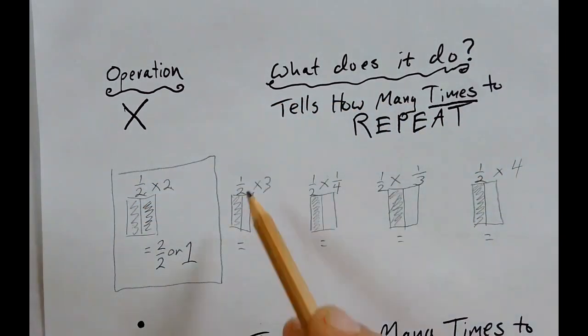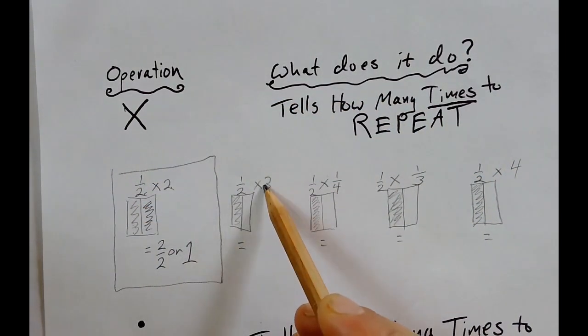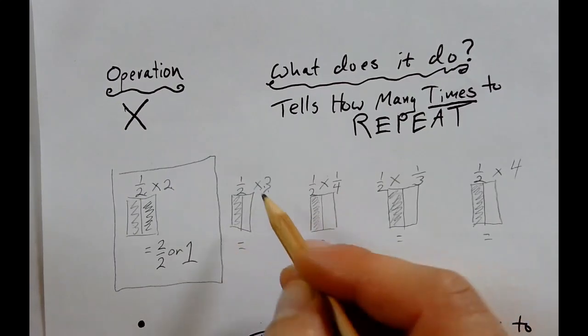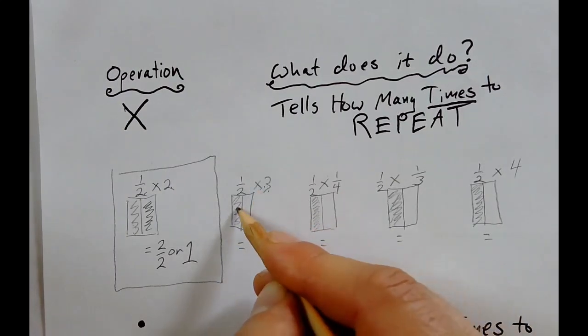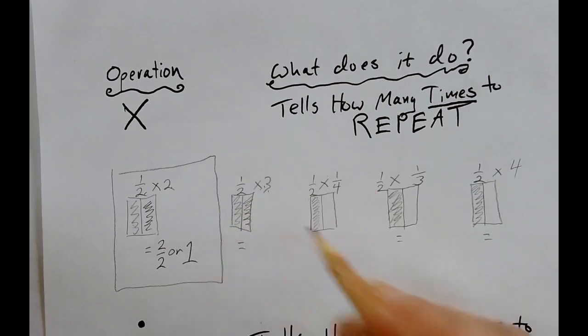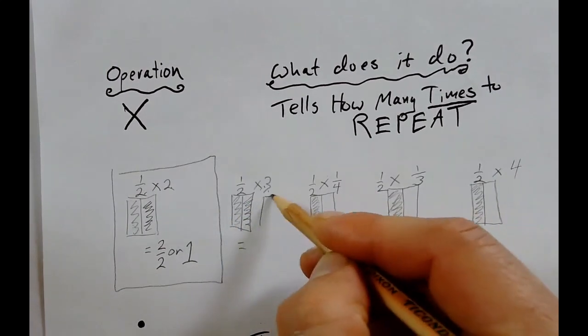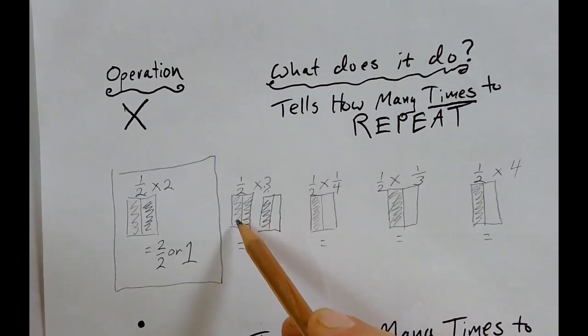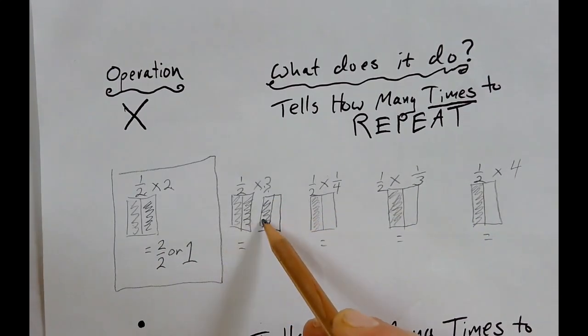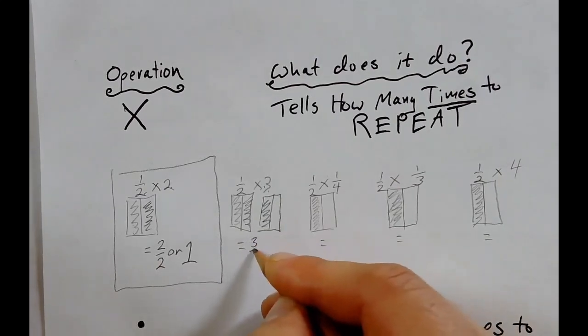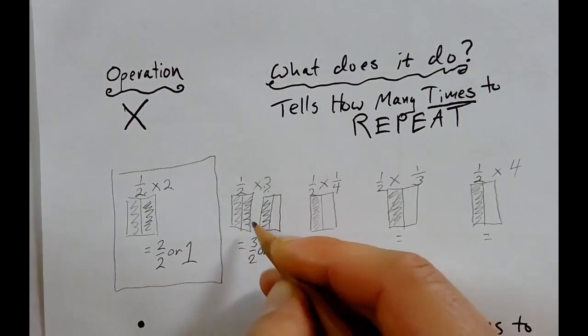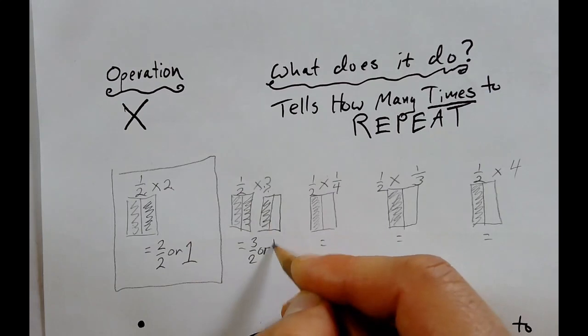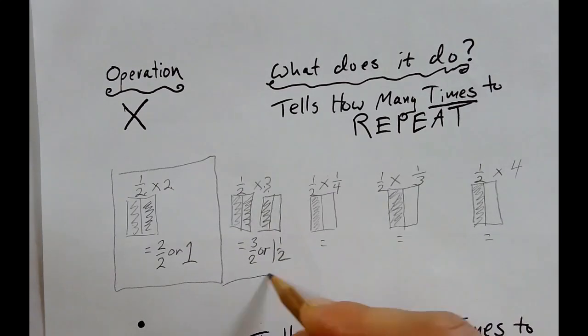Next example, 1/2 times, how many times do we repeat it? 3 times. So here is 1/2 repeated 3 times. There it is once, there it is twice. We're going to need to build another whole, get another half. So altogether, here it is repeated 1, 2, 3 times. We have 3 halves, or 1 whole and a half. Let's look at another example.